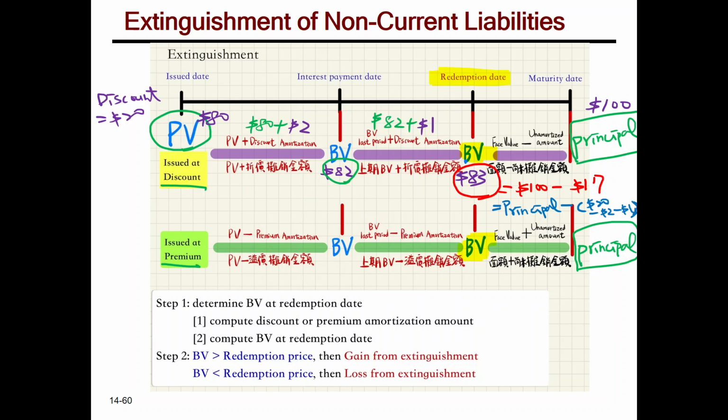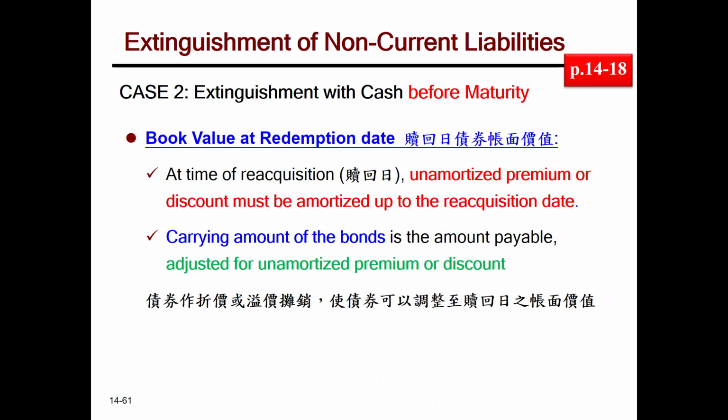Okay? Any questions? So this is how we find out the book value. So book value means what? On your accounting books, you have the liability $83. Okay, so this is on your accounting books.